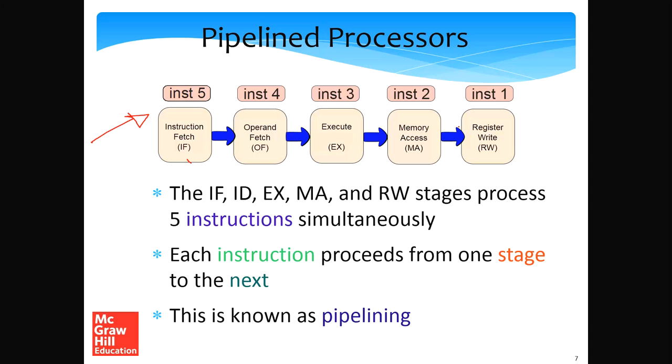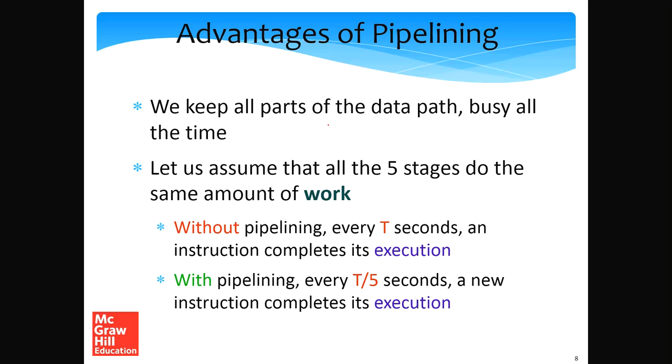So the earliest instruction would be in the later stages. So this would be the earliest, and this instruction would be the latest. And as IF is over, it will move to the OF stage, and as operand fetch is over, it will move to the EX or execute stage, and so forth. So this process is known as pipelining. It might sound simple, but it's incredibly complicated. So let's first take a look at what is the advantage of pipelining.